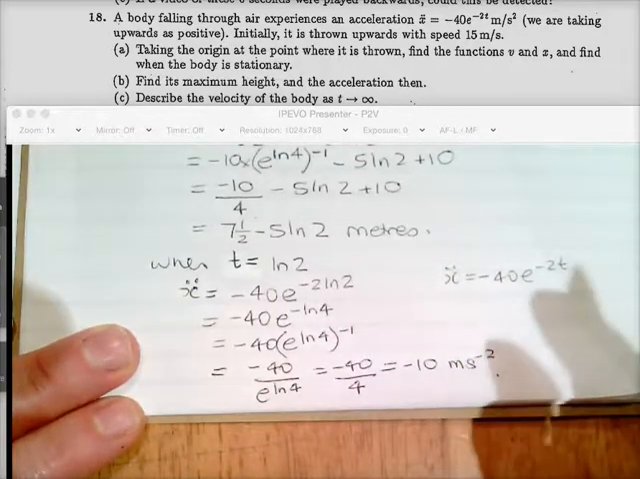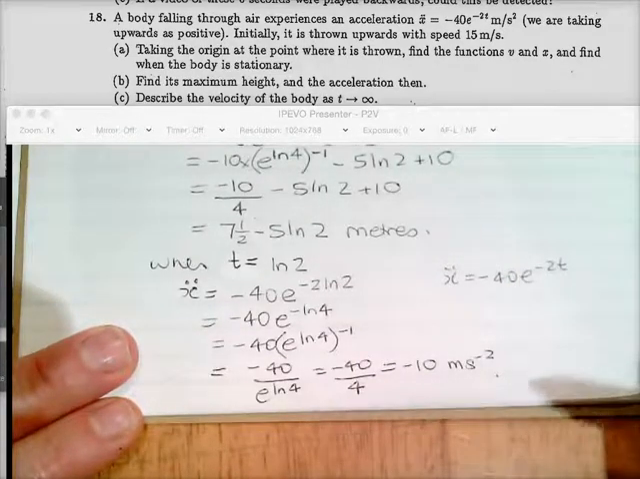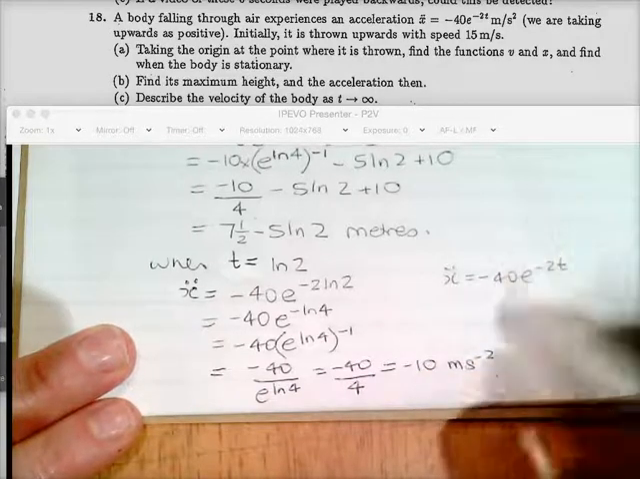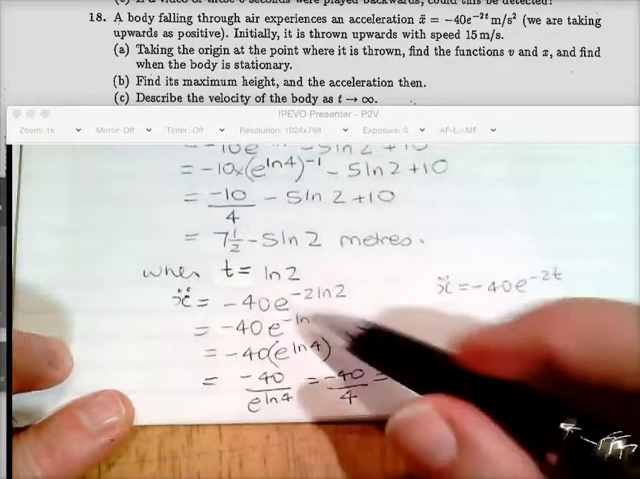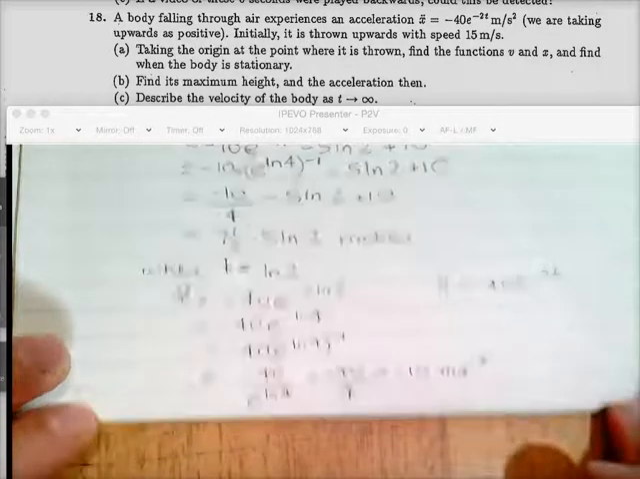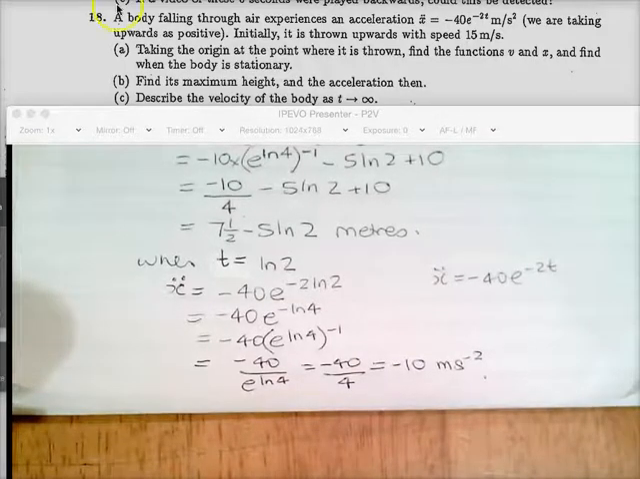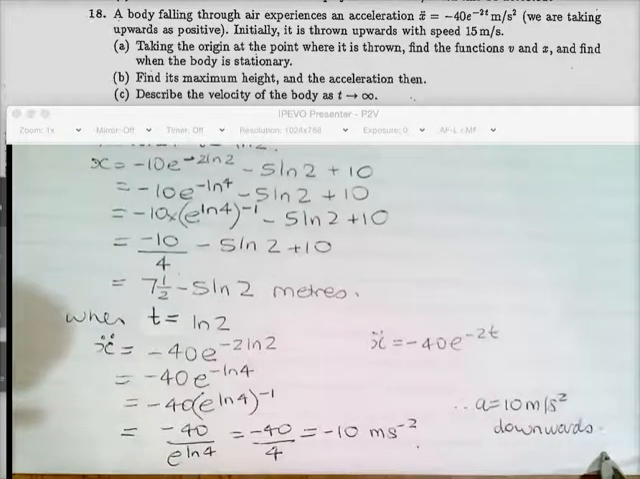Now, this makes sense, because if a particle is being thrown in the air upwards, the force acting on it, the acceleration, is due to gravity, which is approximately 10 meters per second squared, and it's negative because it's acting downwards. Acceleration is 10 meters per second downwards.